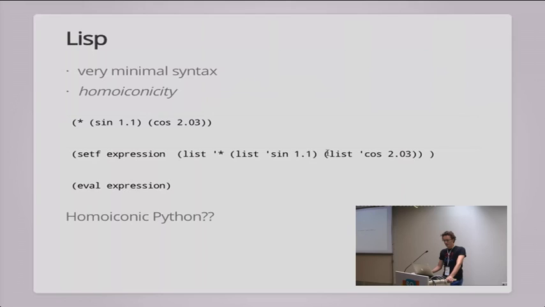So why is it homoiconic? This is because you can actually transform and pass around a program and manipulate it easily as if it was data.